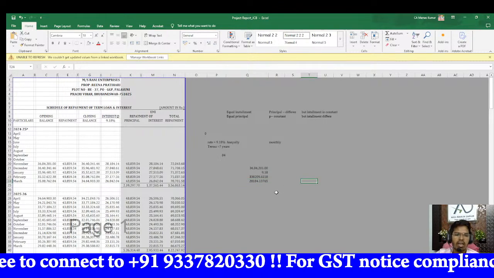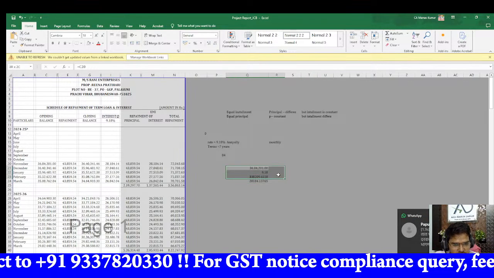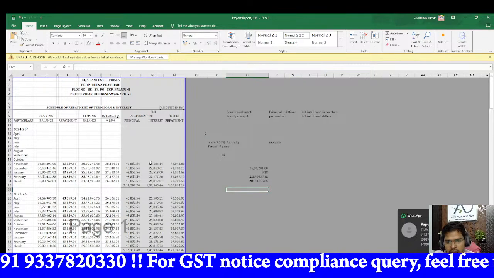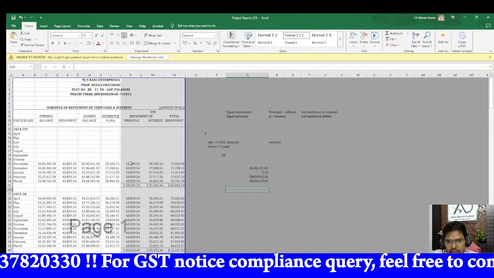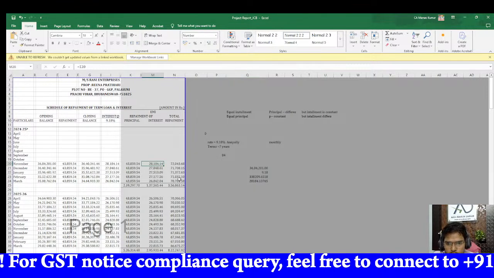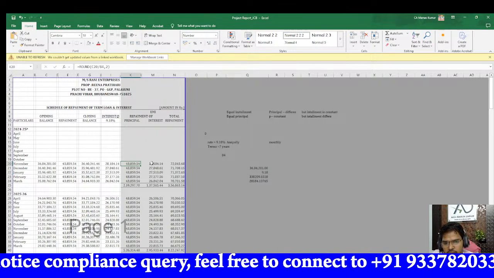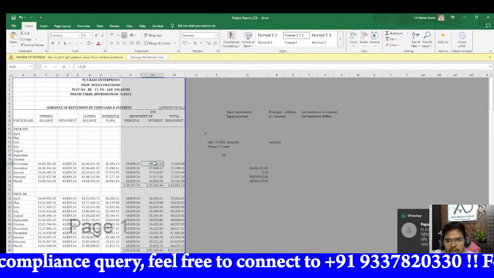Now here you can see that my interest has been derived. So you can check it. For the first month, my interest comes to 28,184.14. This is the principal amount and this is the interest amount. Then what is the EMI?